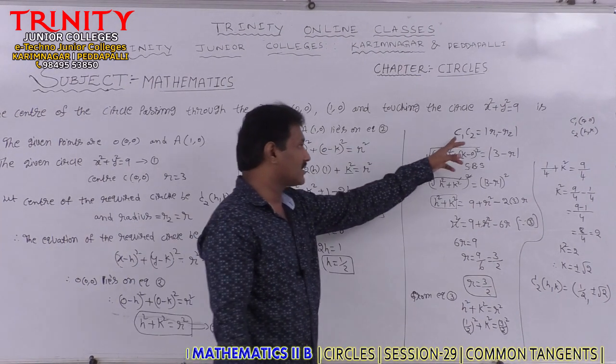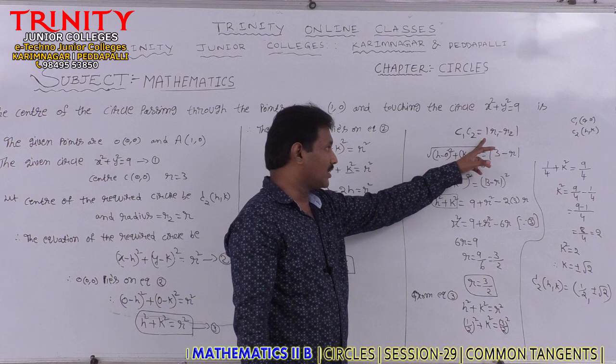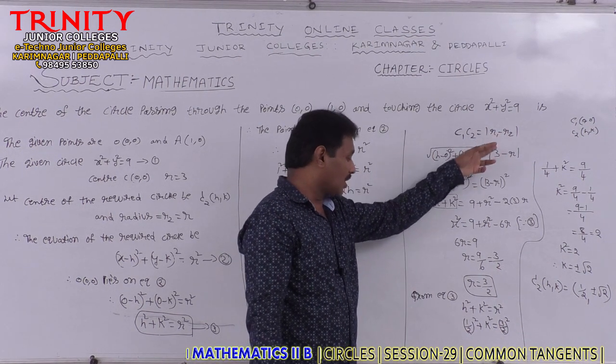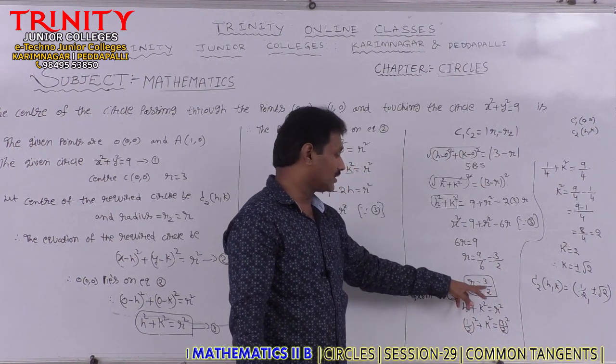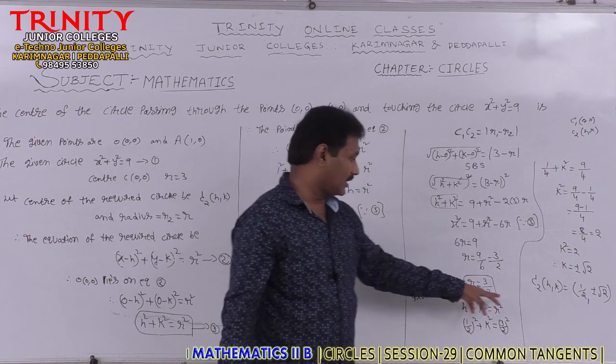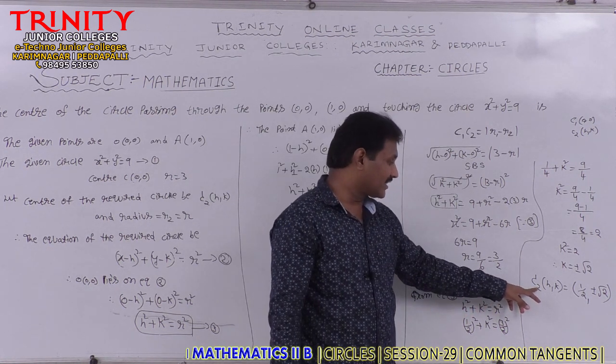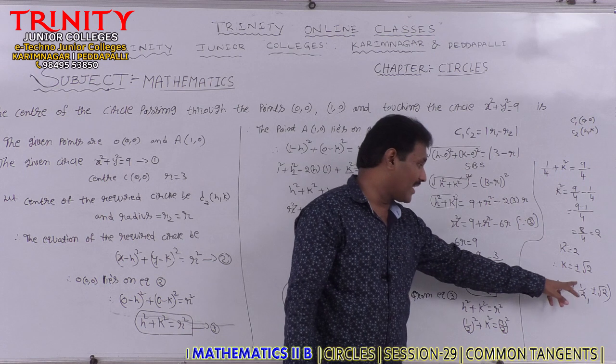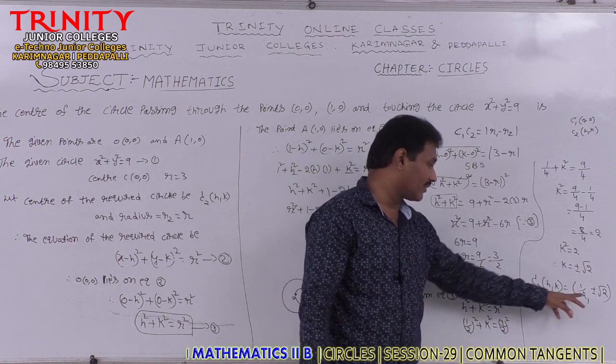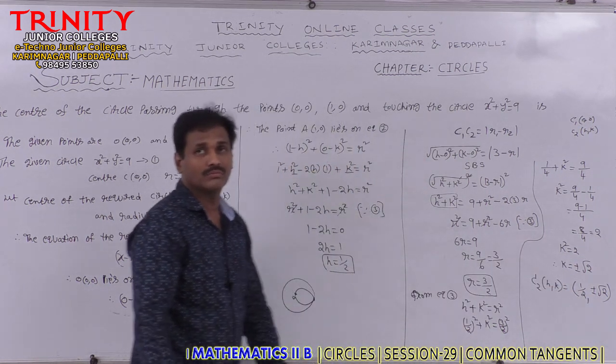Then the property of circles touching each other internally is C1C2 equal to modulus of R1 minus R2. We solve this, we get the value of R equal to 3 by 2. Our required condition is the center of the second circle. Therefore, the value of h is 1 by 2 and the value of k is plus or minus root 2.